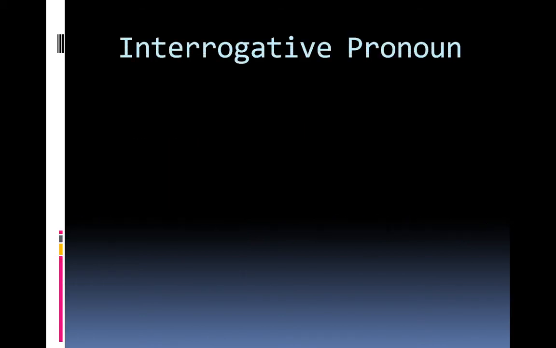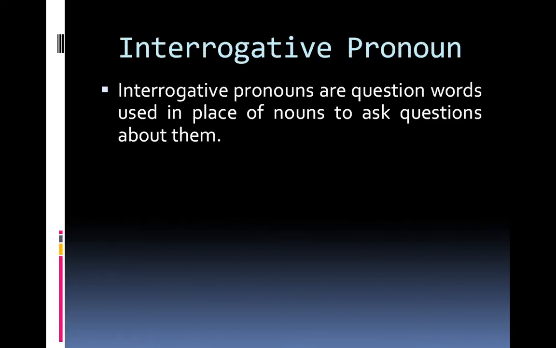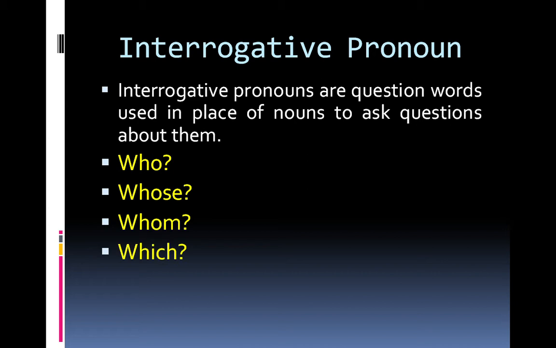So first, interrogative pronoun. Interrogative pronouns are question words used in place of nouns to ask questions about them. Let's have examples. Who, whose, whom, which, and what. We have already seen these words used as relative pronouns also.